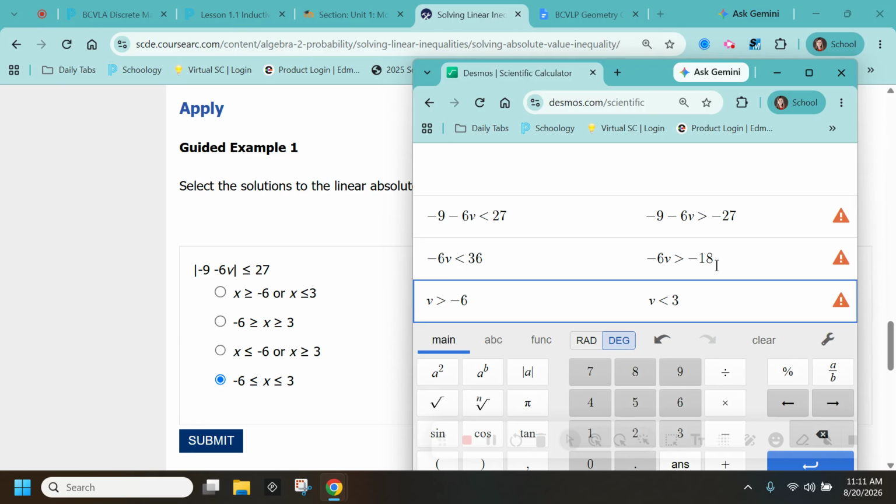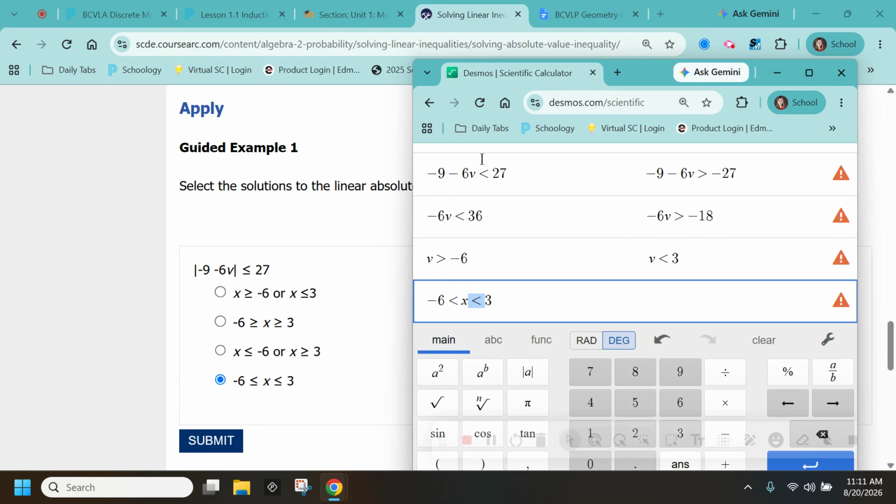+3. So we have that v, or in our answer choices, x, is greater than -6, but also less than 3. So we can rewrite that as -6 less than x less than 3. But these are less than or equal to. I just don't have the symbol, so that is that one there.